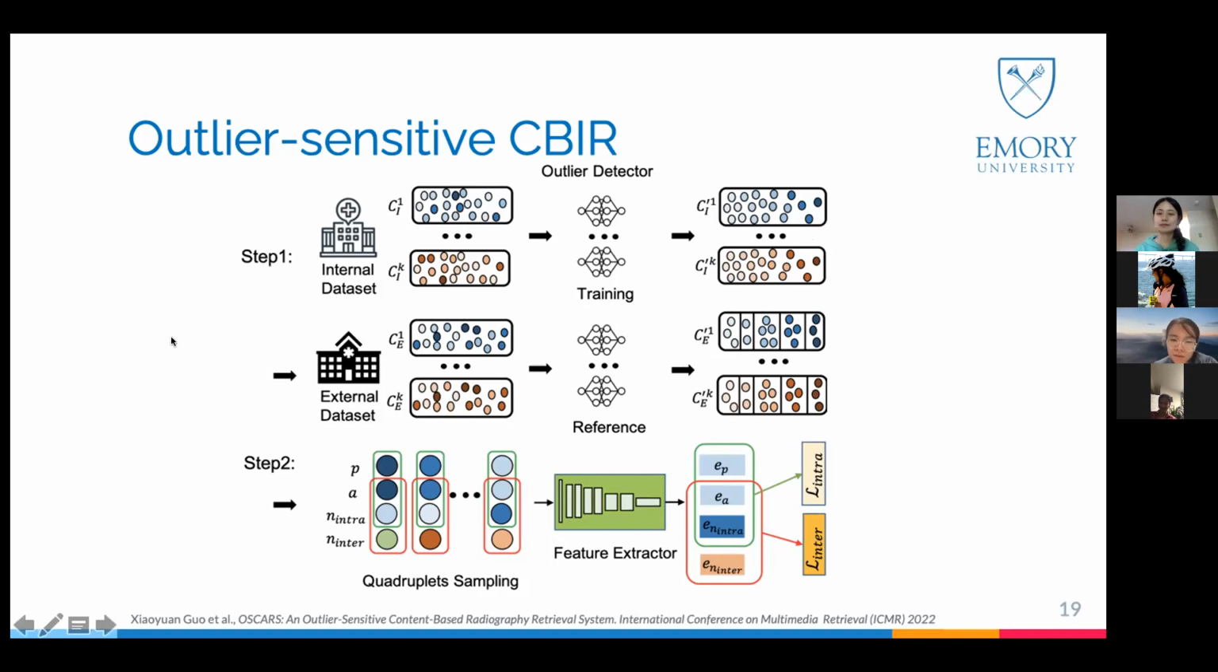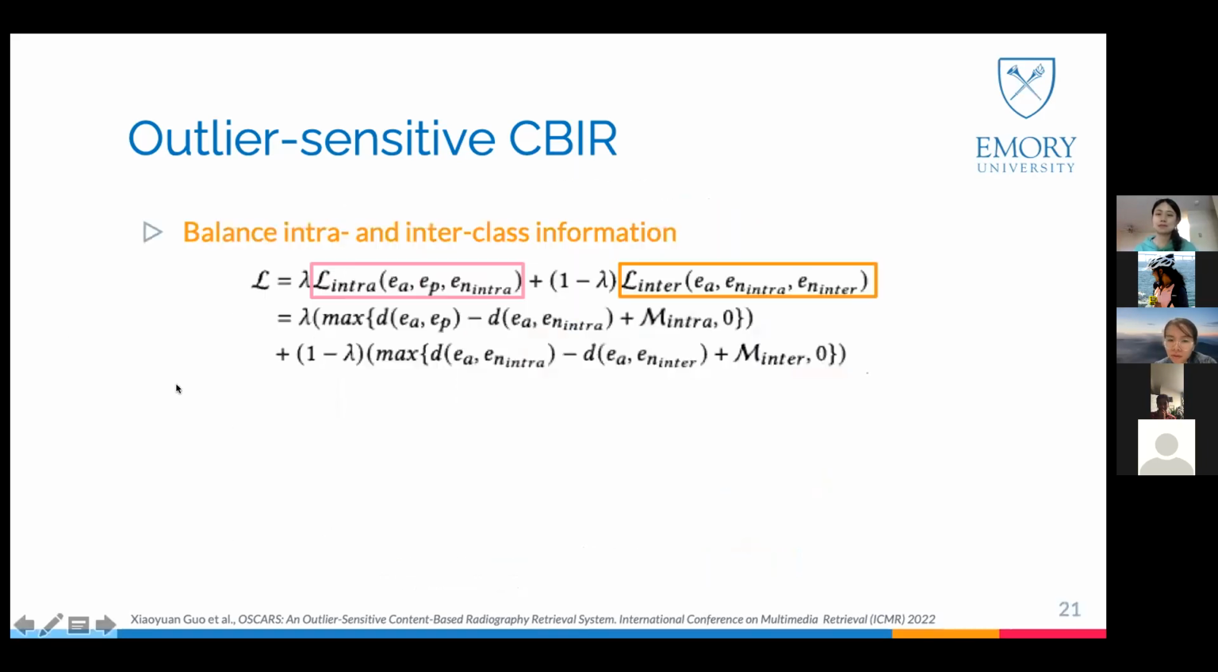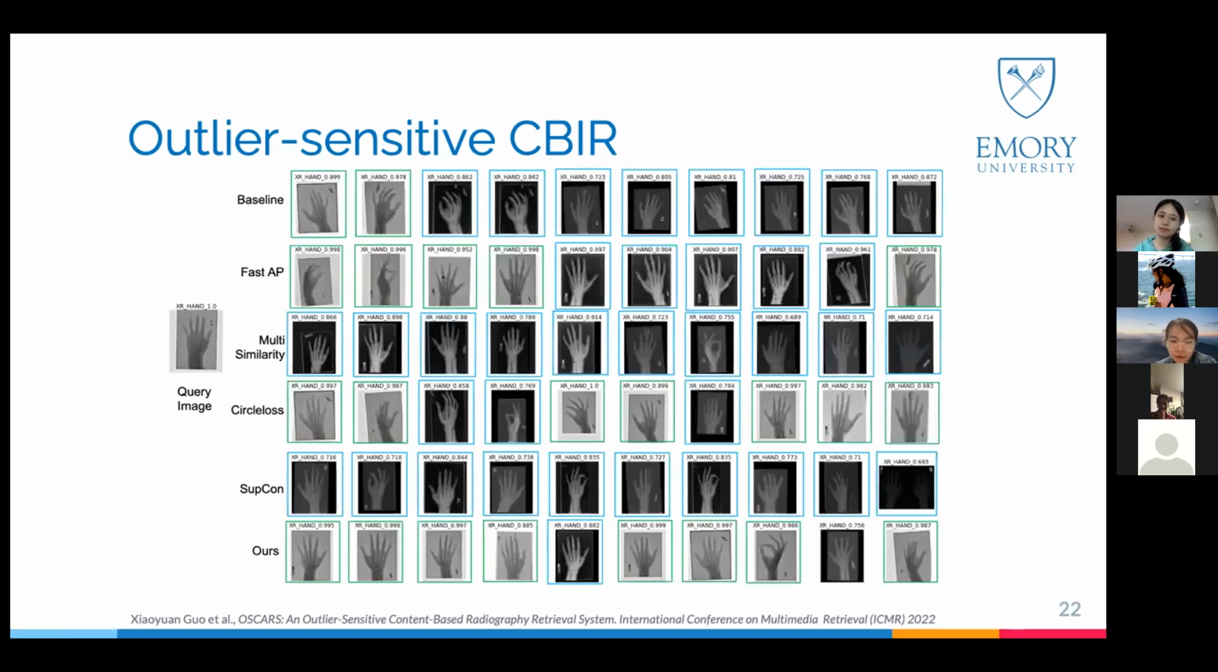I see that you compare your methods to supervised contrastive loss, right? From what I remember, supervised contrastive loss also compares interclass and intraclass. Do you have any intuition why, or what are the advantages of your model compared to supervised contrastive loss?